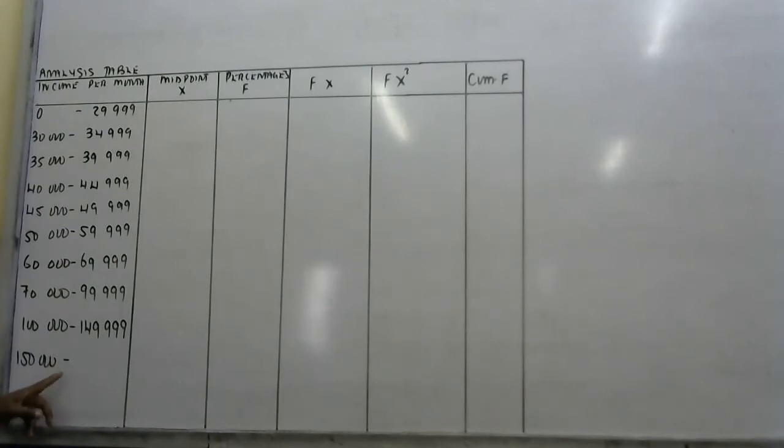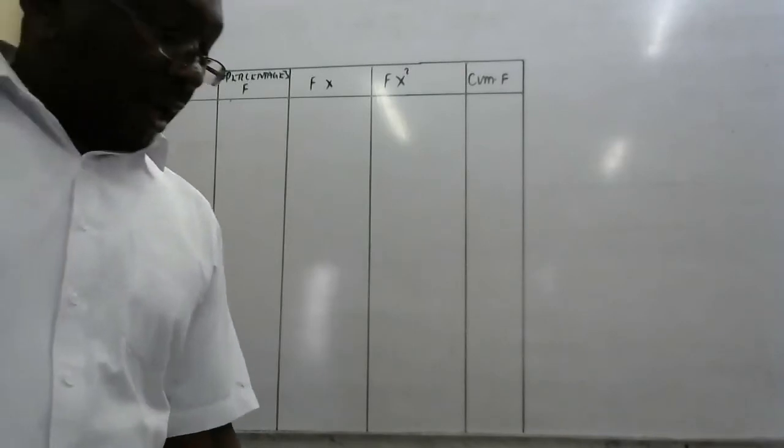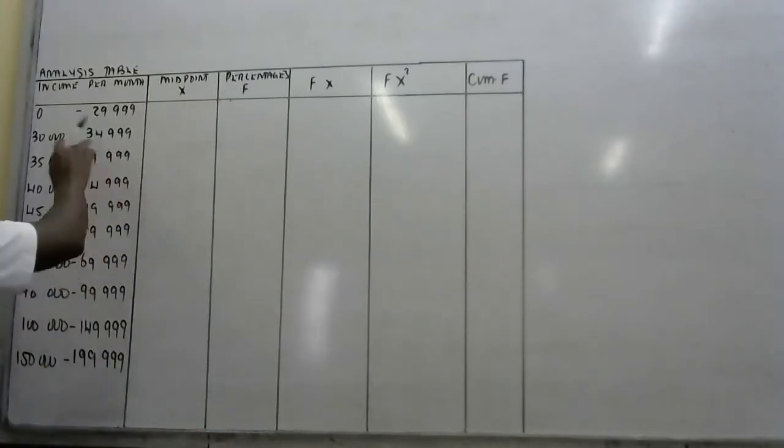When you are not told up to where, you will take note from the previous. Now the previous has a gap of 50, so this one now should go up to 199,999. So if it is not given at the end of the last one, you give it the same width as the second last. Now, midpoint, we know we need to add and divide by 2, so we can start. The first one is what?